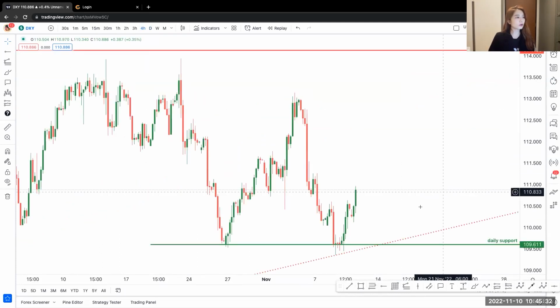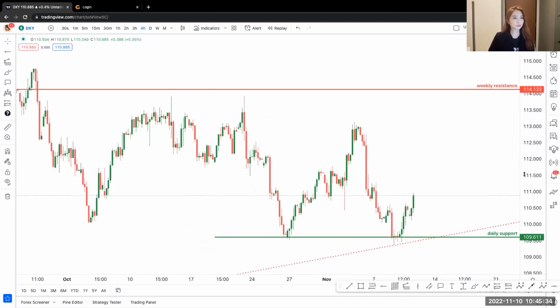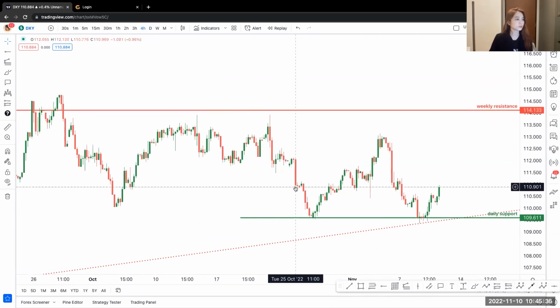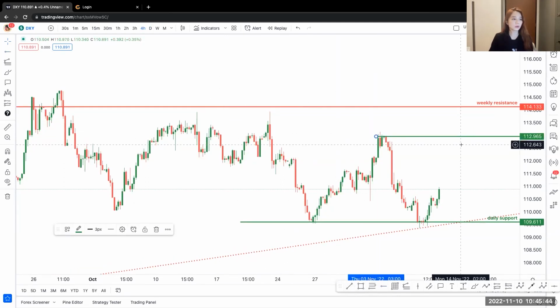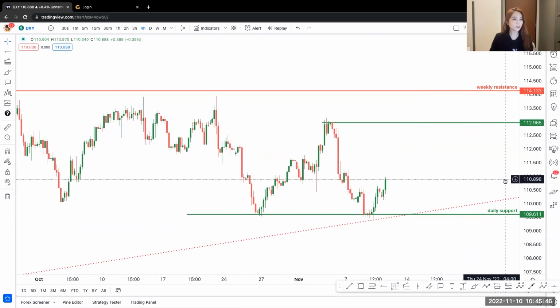Looking at H4. Very similar to the one that we are looking at just now. Very similar to the pair that we're looking at just now. Okay, let's focus on the 112.965 as the most recent resistance.